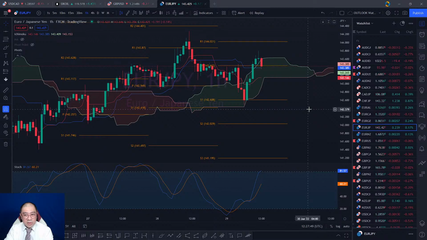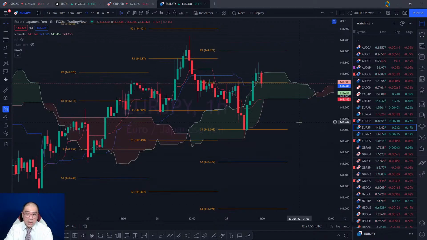Why is it so similar? Did we just talk about 144? I believe Swiss yen was around 144 as well, right? So keep an eye out on 144. That's where the resistance 1 is located. So if you have a long position, that's completely fine. But do not go short on Euro Yen. I don't think it's time to go in short yet.